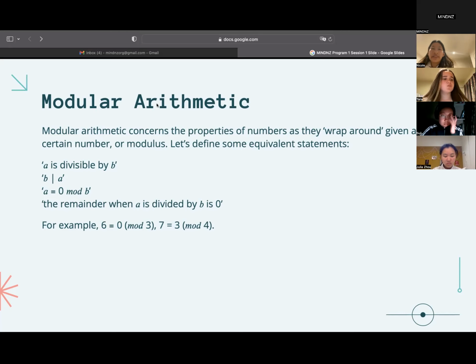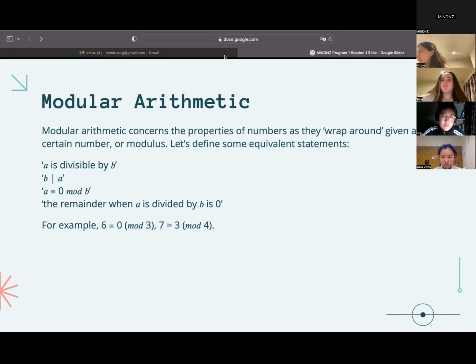For example, 6 is congruent to 0 mod 3 because the remainder when you divide 6 by 3 is 0. And 7 is congruent, oh sorry, that should be a congruent sign, not an equal sign. When 7 is divided by 4, you get a remainder of 3. So that means that 7 is congruent to 3 mod 4. Does that make sense to everyone?